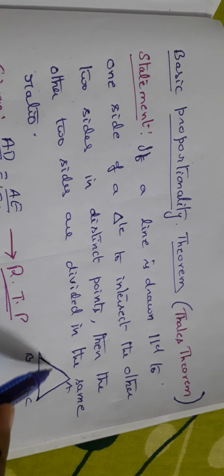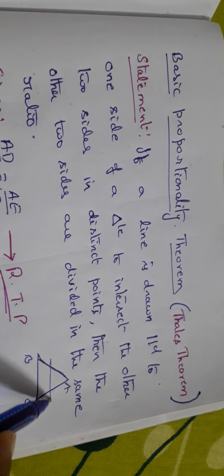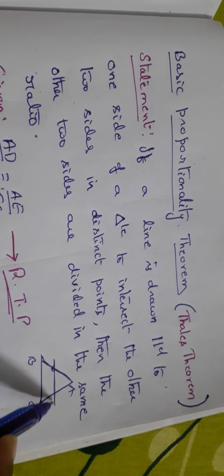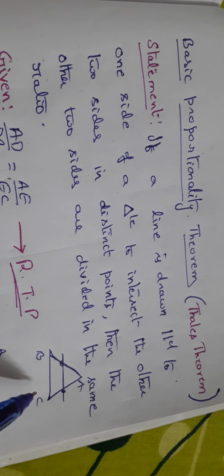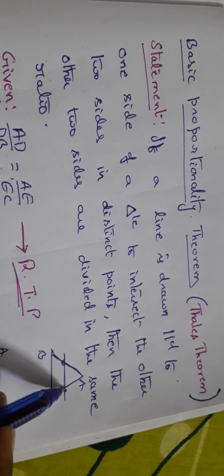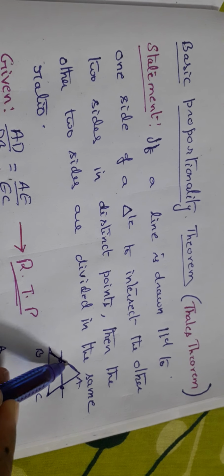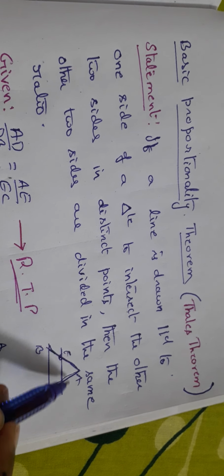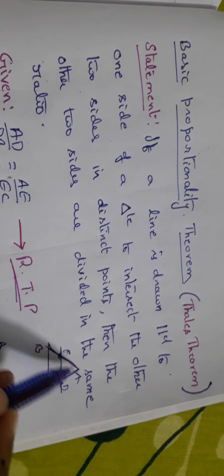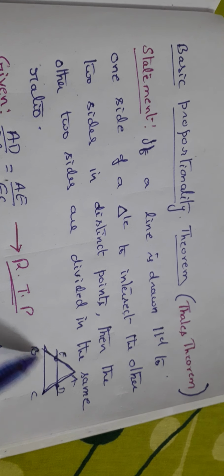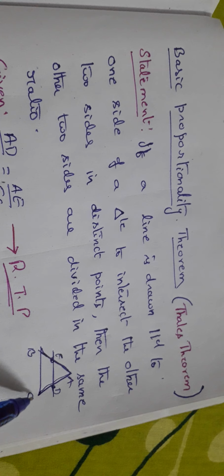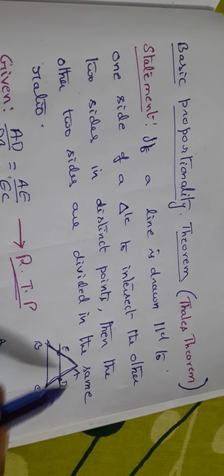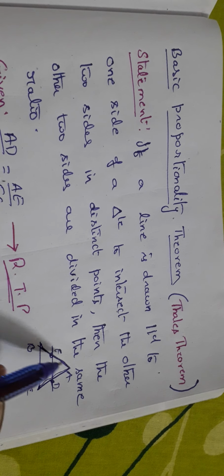Now if I draw a line parallel to BC, touching the other two sides, then this is the one which is dividing the triangle sides in equal ratios. That means if I say that this is E and this is D, I can say AE by EB is equal to AD by DC.